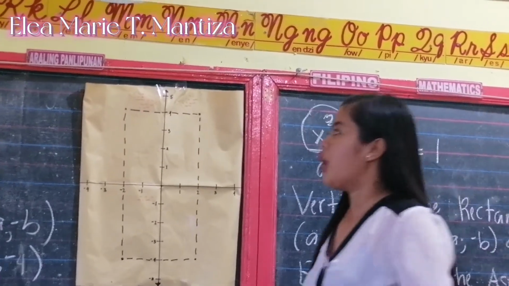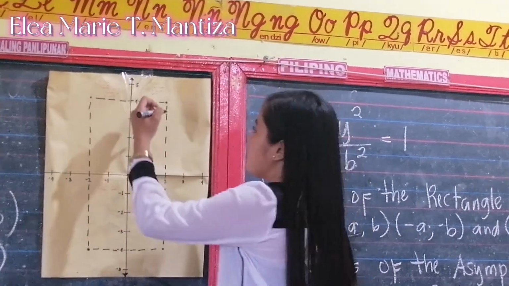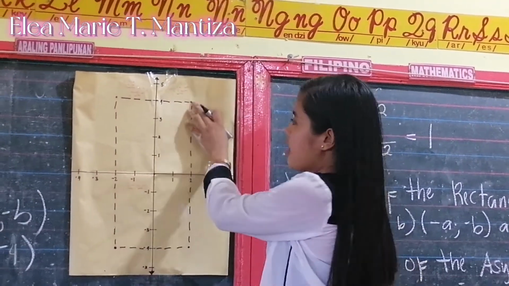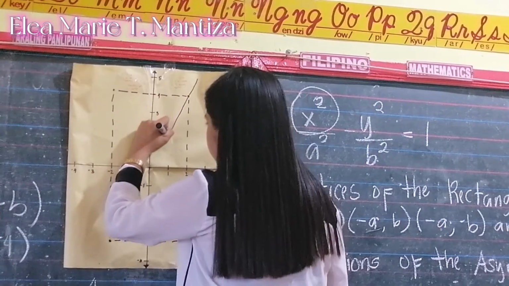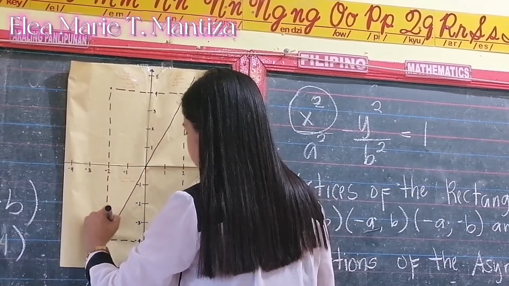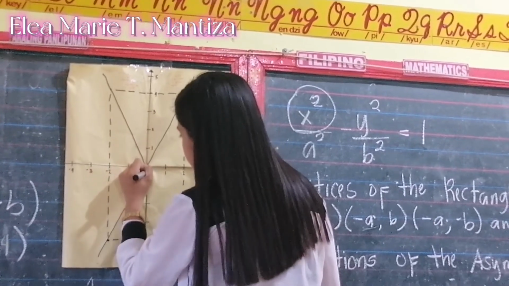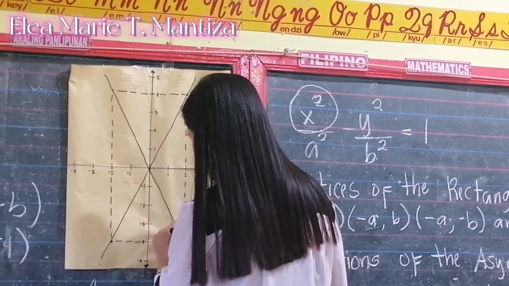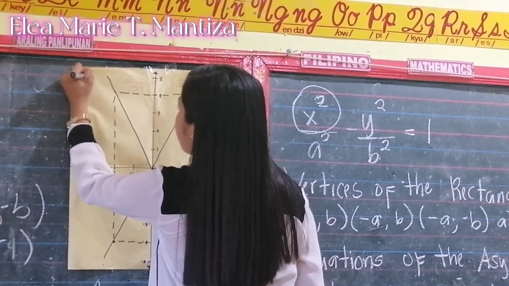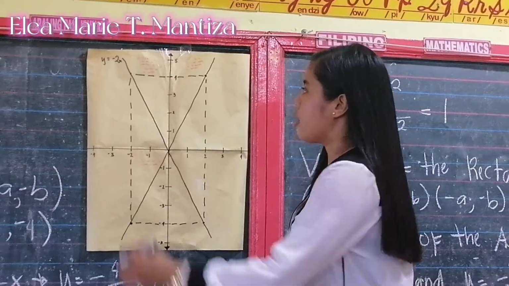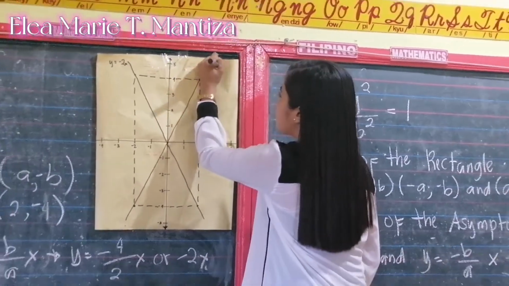And next, we will draw the asymptotes. So from here to here. It needs to pass through the point, the center, and the other point. And the other side also. It would be y equals negative 2x. This is the equation of the asymptote of the hyperbola. And the other side, it would be y equals 2x.